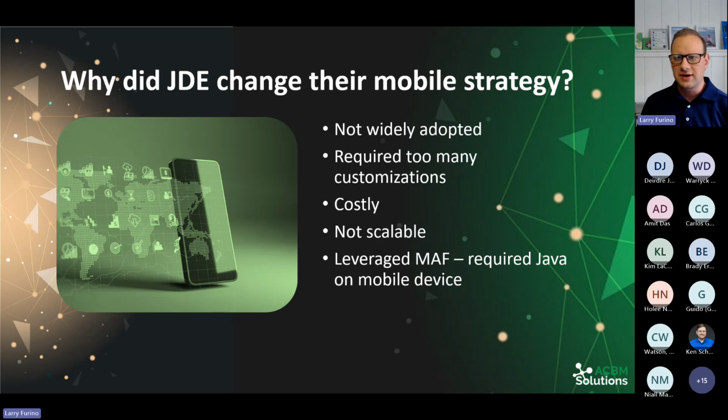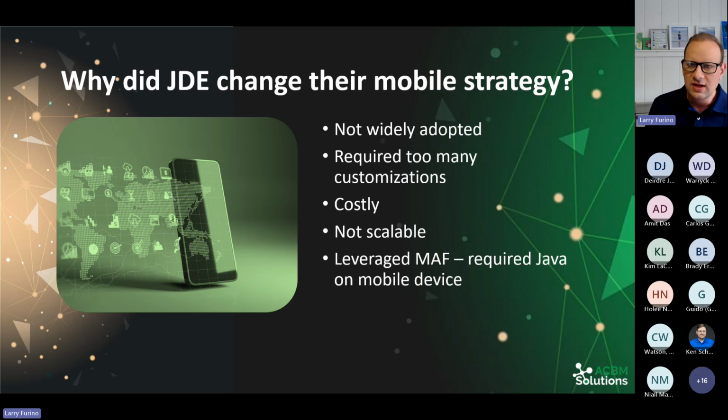So let's jump right in with why did JD change their mobile strategy? So mobile apps have been around from JD Edwards for a really long time at this point, but they were not really ever widely adopted. And so what was happening is these mobile apps would exist out there for common functions that people wanted to be able to do from their mobile devices, but it didn't quite meet exactly the requirements that they had, right? So in order to make those mobile apps work, they would have to customize these mobile apps, which became really, really costly.